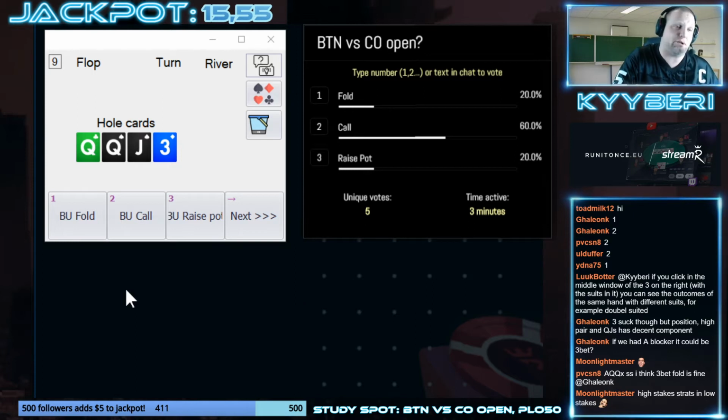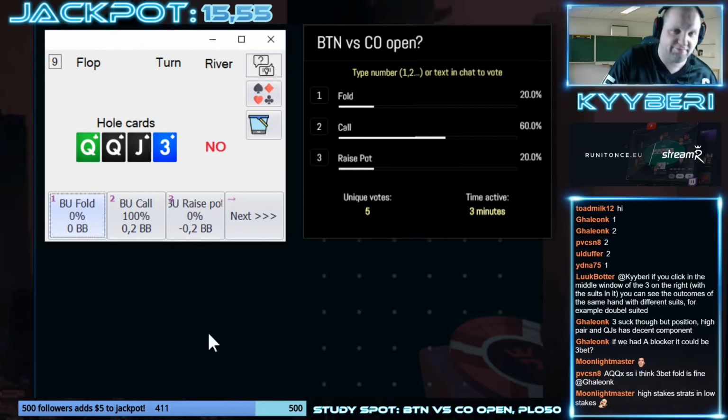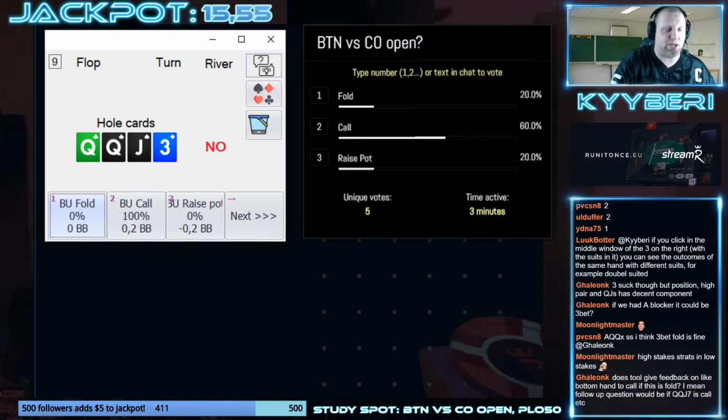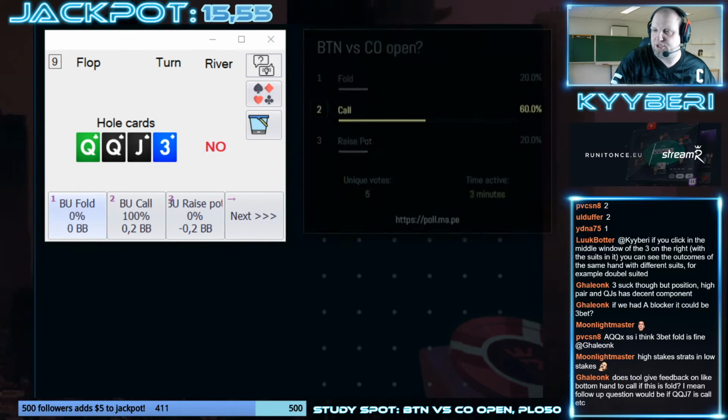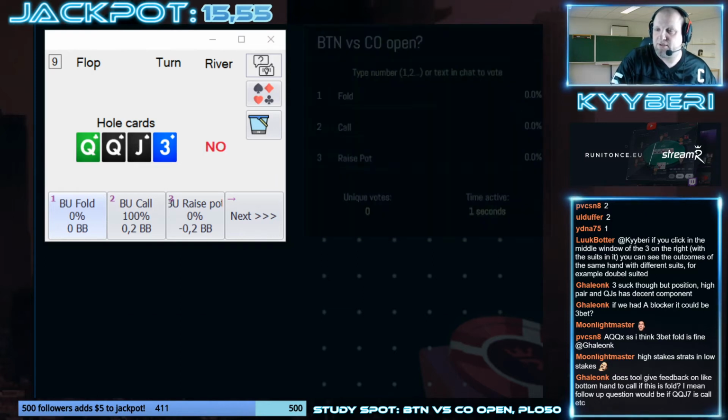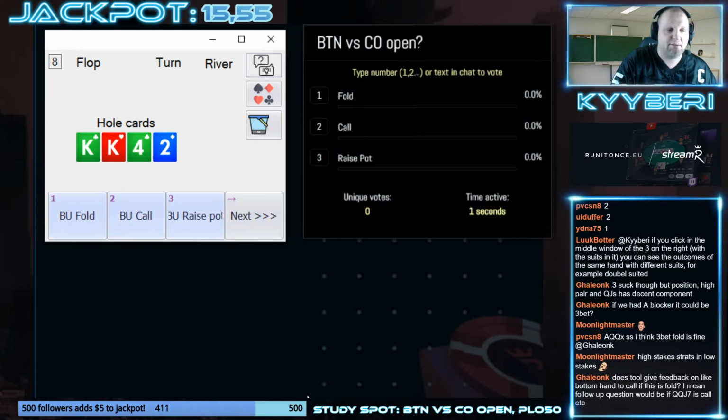I have no idea what solver does. I'm a total noob in solver strategy. So I would say that solver folds because of the tree. But no, solver calls. So I got it wrong. Twitch chat was right. Of course, Twitch chat is right because Twitch chat is the nuts. It was a call.